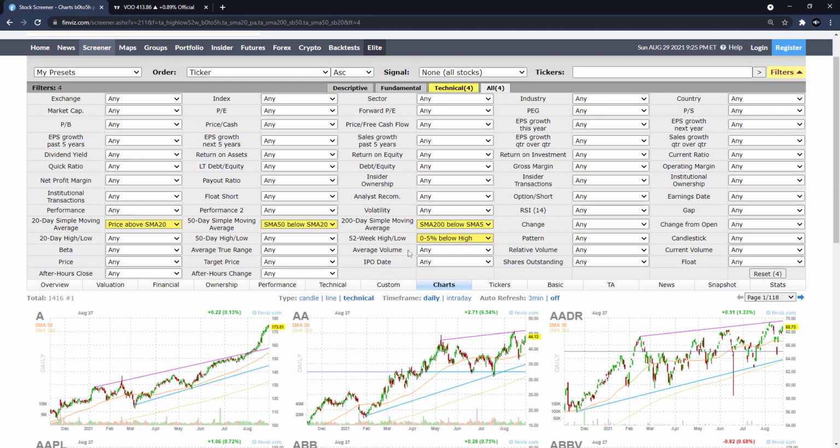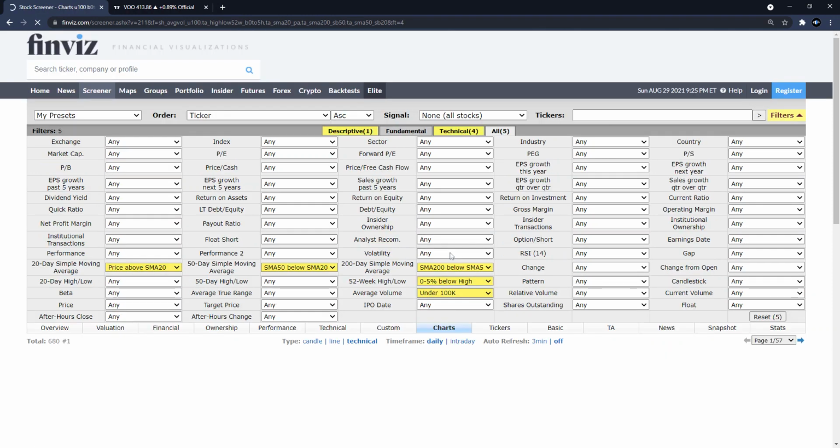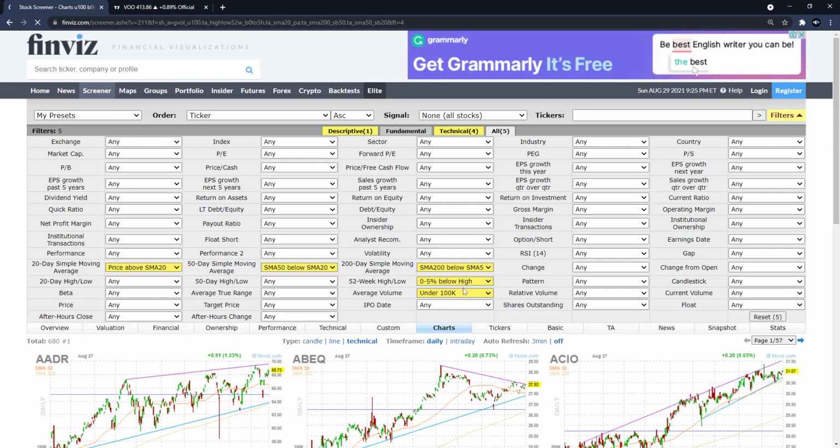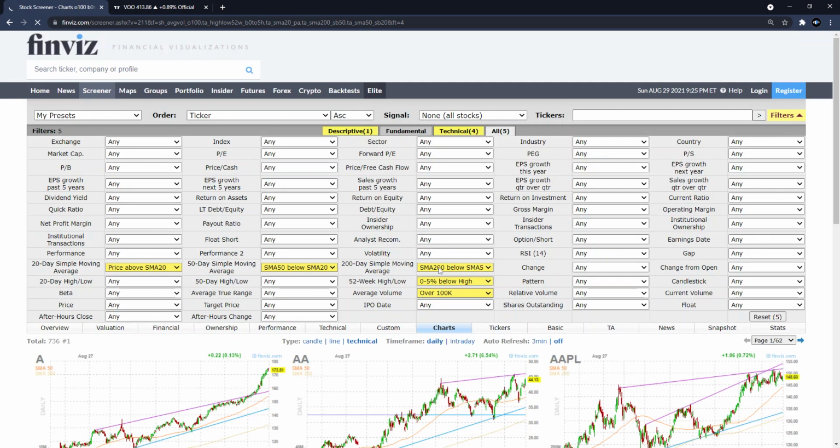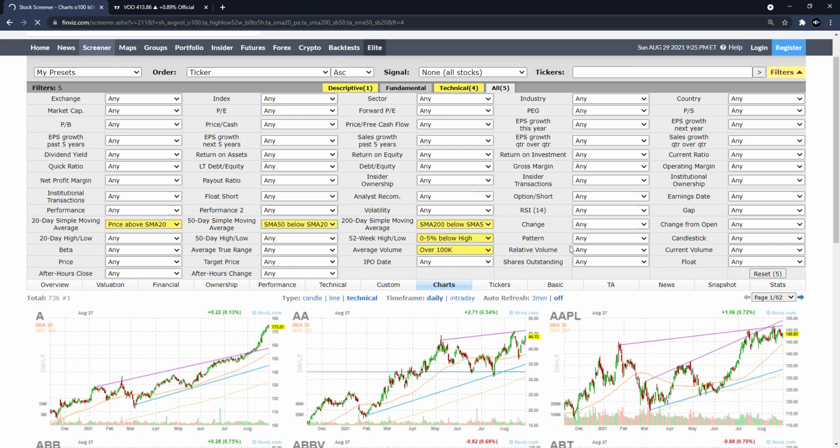The daily average will be, of course, over 100. I sometimes go over 500, but let's just go over 100. Over, not under, but over. Excuse me about that. So we want to fill that out really quick. And the last thing that we want to fill out will be the sales growth quarter over quarter. What does that mean? Let me explain for you guys.